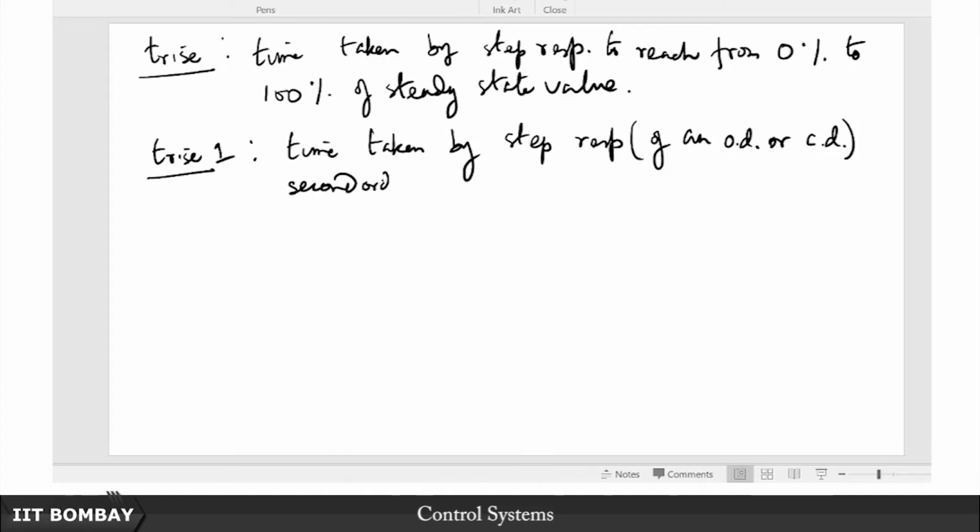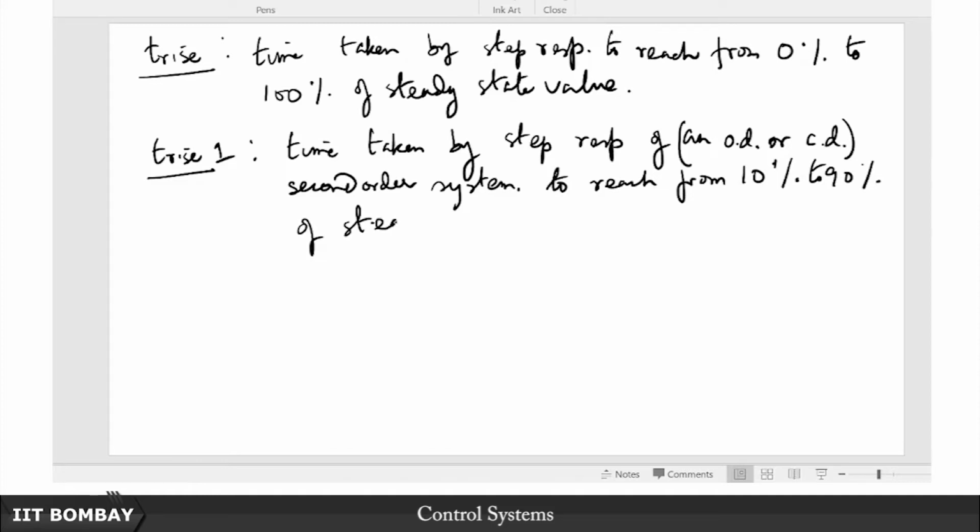to reach from 10% to 90% of the steady state value. It turns out that this first one is not very difficult to obtain analytically.